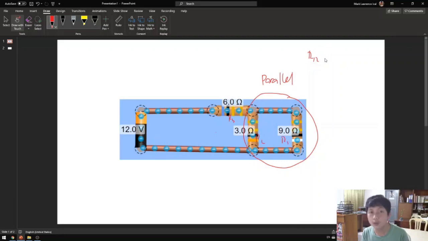So the combination of R1 and R2 is a parallel one. So 1 over 3 plus 1 over 9. So R12 is, let's use the calculator here. Okay, 1/3 plus 1 over 9 is 4 over 9. So 1 over 4 over 9 is 9 divided by 4.